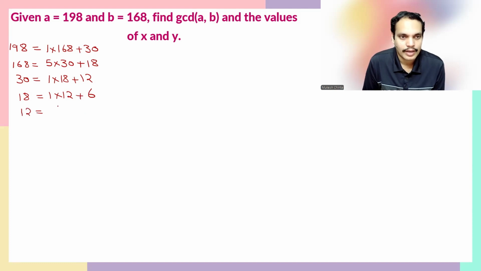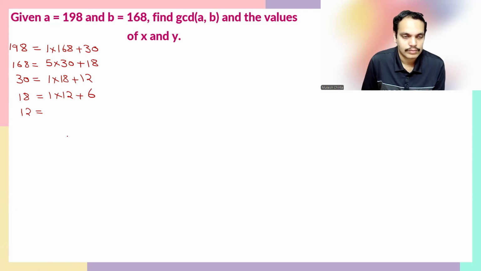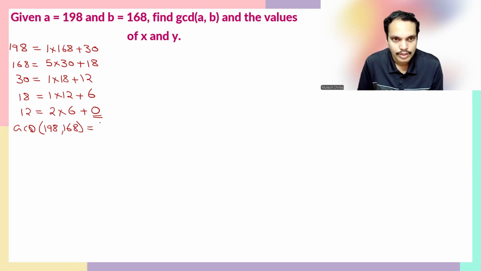So 12 can be written as 2 into 6 plus 0. Now the remainder is 0. What I got here is the GCD of 198 and 168 is equal to 6.